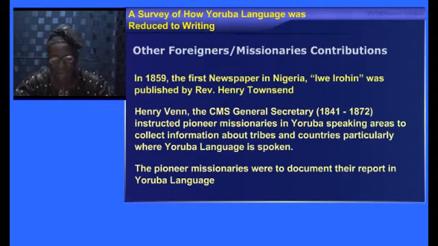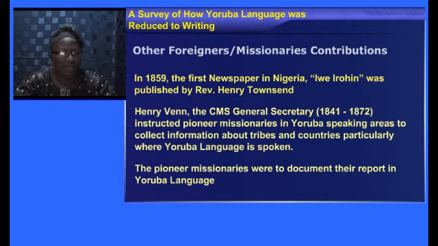In 1859, Henry Townsend published the first newspaper in Nigeria called Iwe Iroyin in Abeokuta. The newspaper was published in Yoruba language. It appeared fortnightly, and the central stories in the paper were religion, politics, and economic information, which was likely to interest the public at that time.